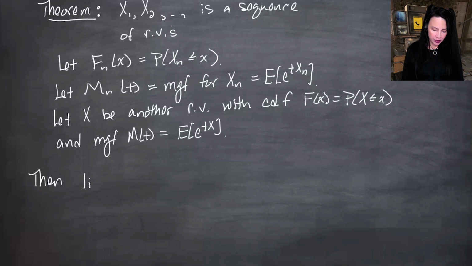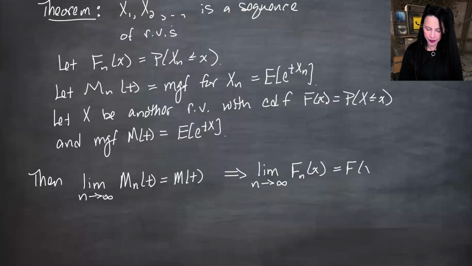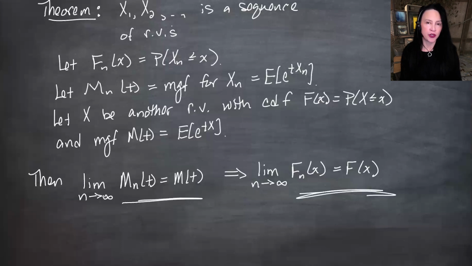Then, if the limit as n approaches infinity of m_n(t) is equal to m(t), this is going to imply that the limit as n goes to infinity of F_n(x) is equal to F(x). And I do have a tiny bit more to write, at all points of continuity. But what this is saying is that if you want to show convergence in distribution, you could show convergence of moment generating functions, and it's equivalent.